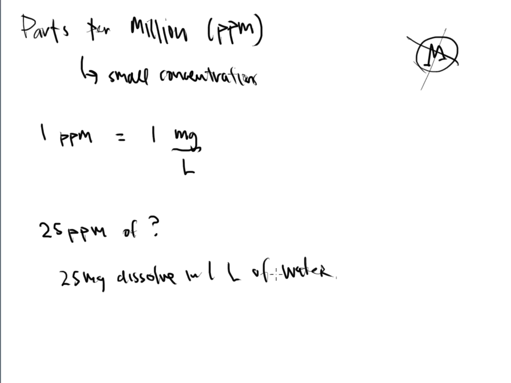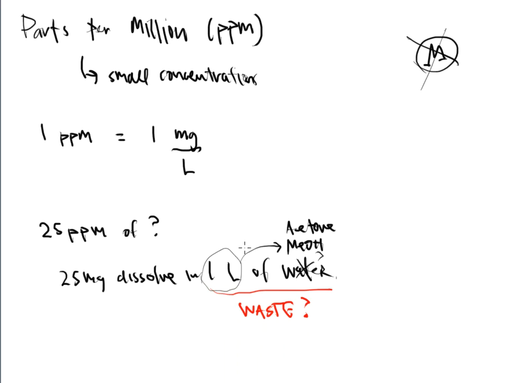However, the issue here is that this is often wasteful. Maybe I don't need to make an entire liter. Maybe I just need to scale back a little bit and not be as wasteful, especially if the solvent is not water. What if the solvent's not water? We can use methanol as a solvent, or acetone, or other solvents besides water. So why would you want to waste an entire liter of methanol or acetone just to make this sample prep?